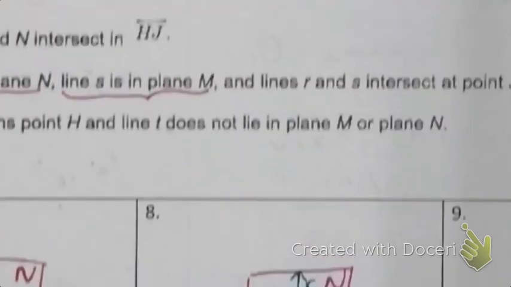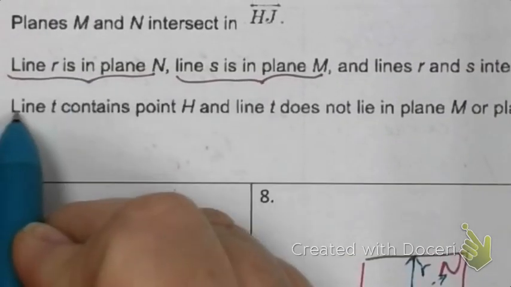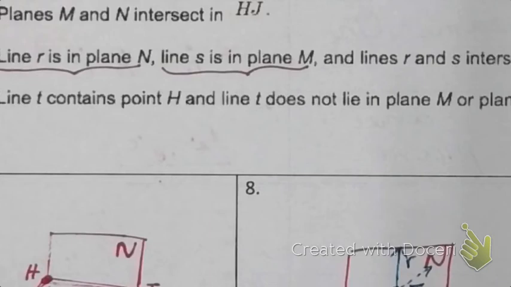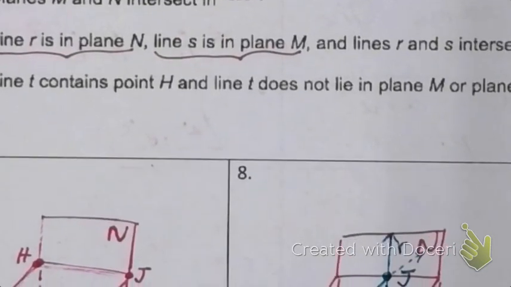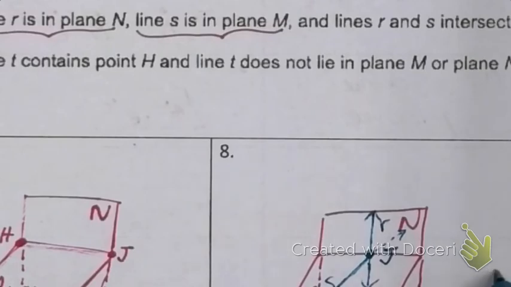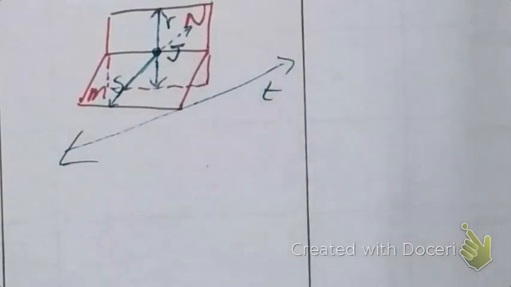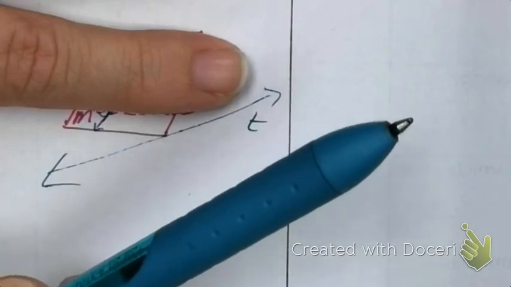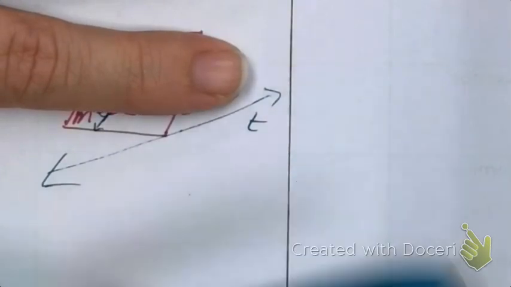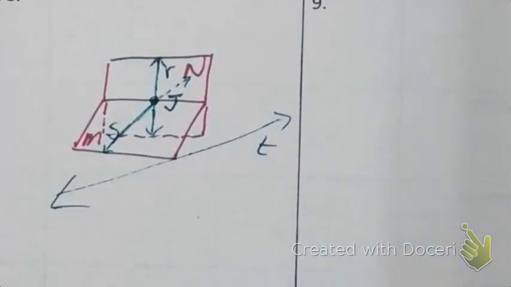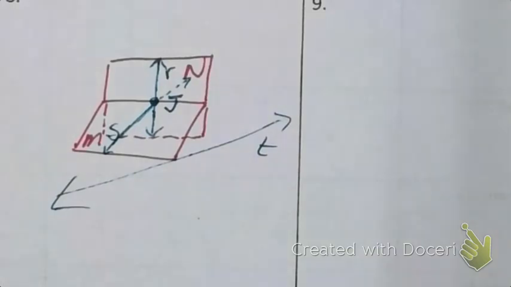And then the last part says what? Line T contains point H, but line T does not lie in plane M or plane N. So guess what? T is just like out here on its own. And you didn't see what I just drew. T is like out there on its own. Okay? Can't be on this plane. It's like if this paper was the plane, it would be like coming angling up like that. Or down or something. It can't be flat against that. Otherwise it's on that plane. Weird. I know, it's weird.